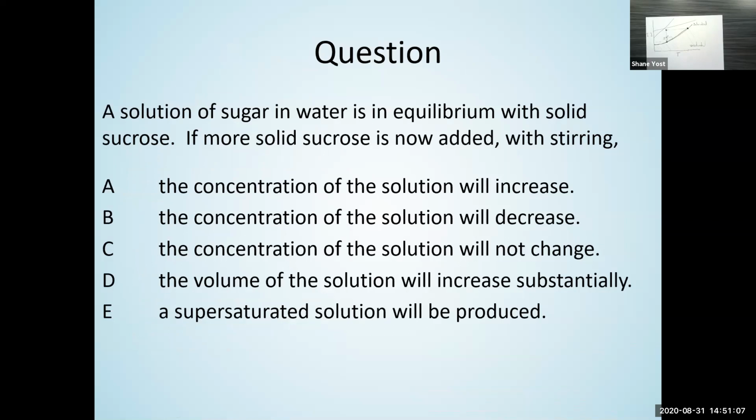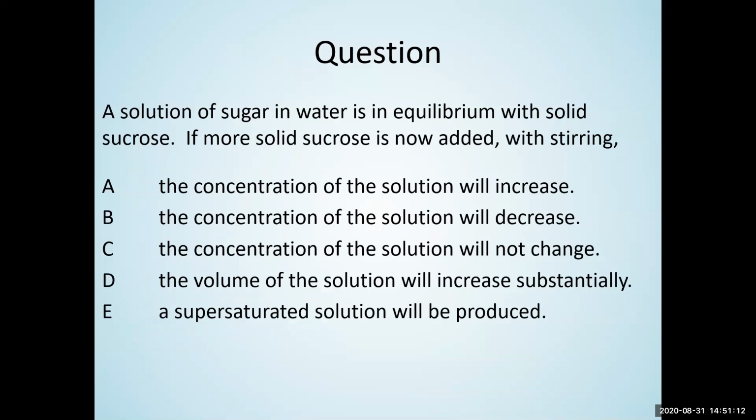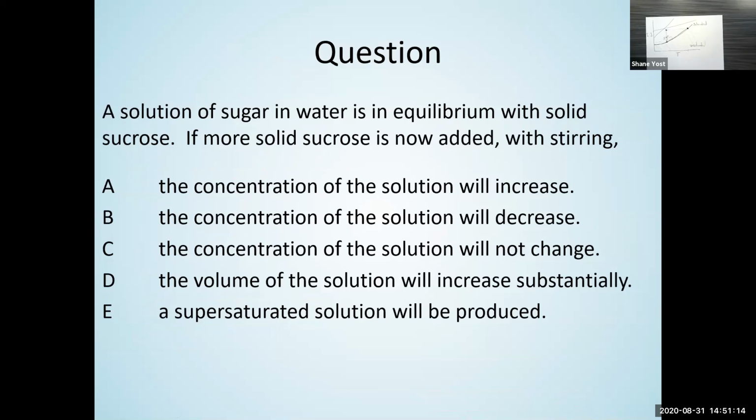So often in chemistry labs we stir solutions just to make things happen faster, but it doesn't mean it wouldn't happen without stirring, and it doesn't mean more things will happen because you stir. It just means that it's going to happen faster. So stirring won't make more things dissolve, and you'll just keep the concentration the same, and it will not change.